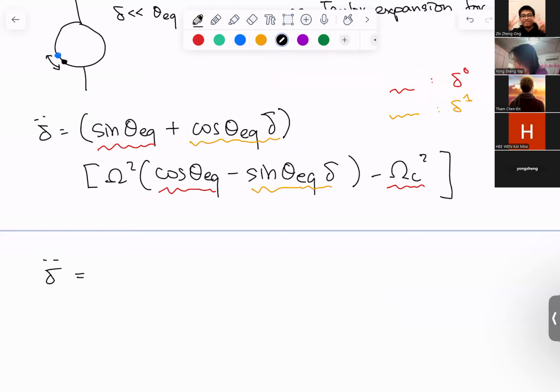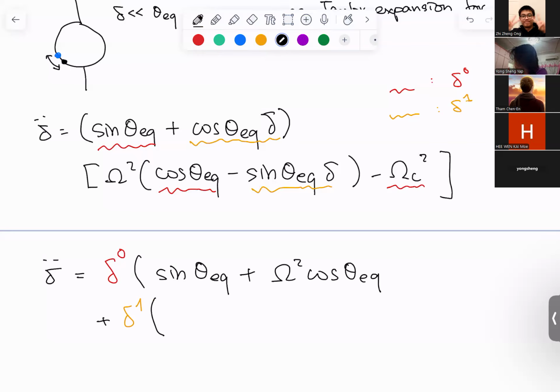Let's group it by delta to the 0th power, plus delta to the first power. For the delta to the 0 power, we have sine theta EQ plus omega squared cosine theta EQ minus omega c squared. Sorry, sine theta EQ.